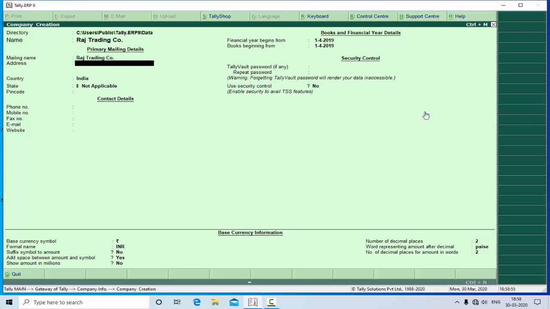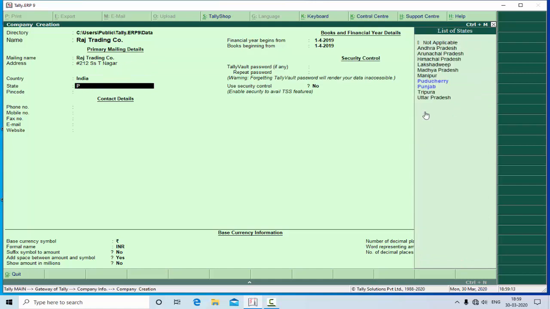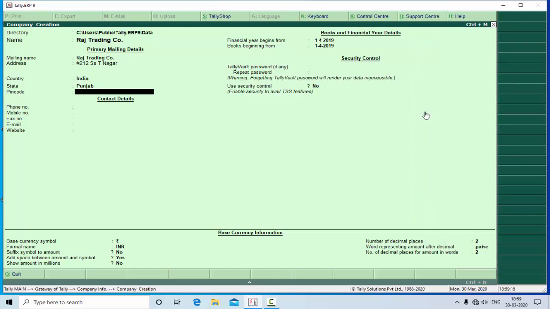Company, mailing name, address. Enter the address here like this. And select the country, India, select the state, Punjab, and enter the pin code, like 147001.